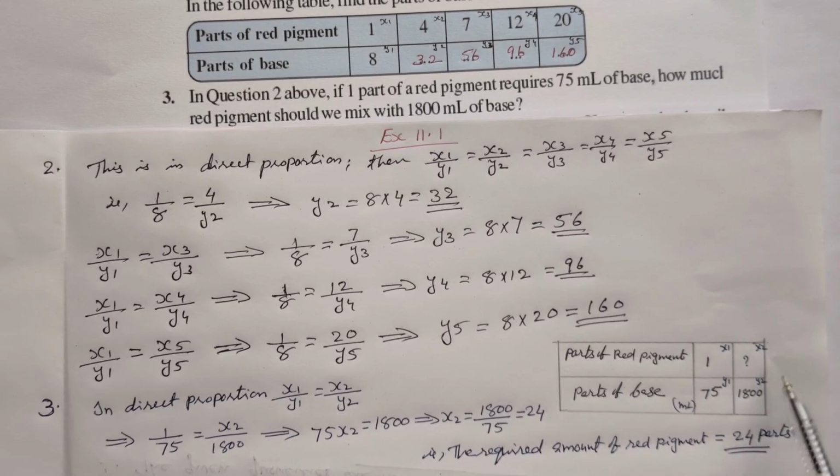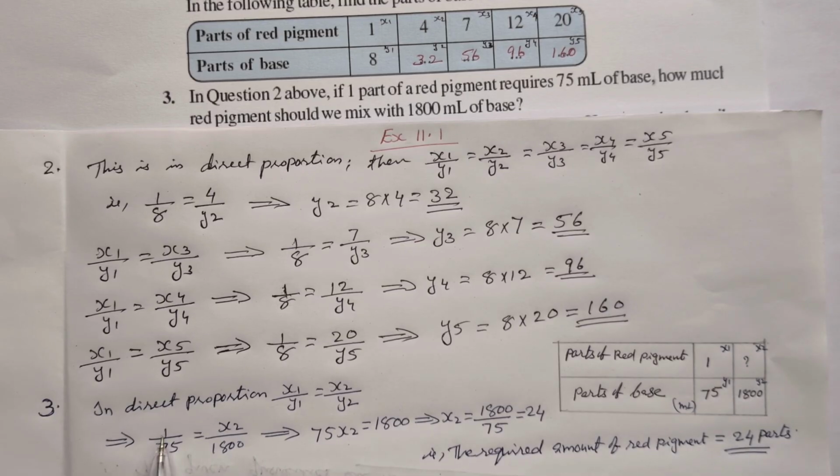When we write it in table form, we can easily see that it is in direct proportion, and the formula is x1 by y1 is equal to x2 by y2. We can mark this as x1 by 1, x2 by h2, where h2 we have to calculate. Putting the values, 1 by 75 is equal to h2 by 1800.